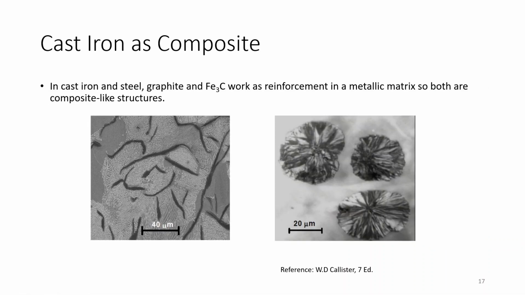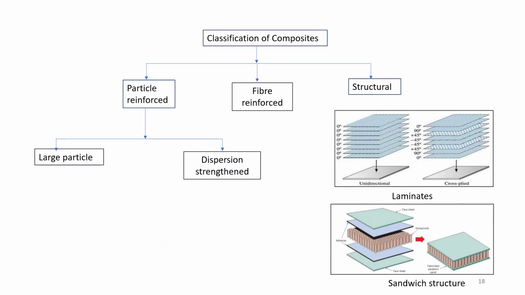Next is cast iron as composite. In cast iron and steel you have graphite and Fe3C working as reinforcement in a metallic matrix, so both are composite-like structures. Next is classification of composites. You have particle reinforced, fiber reinforced, and structural materials. In case of particle reinforced, you have large particle and dispersion strengthened materials. In case of structural, you have laminates of different directions and orientations. These can be unidirectional, these can be cross plied. And laminates and sandwich structures are structural composites.